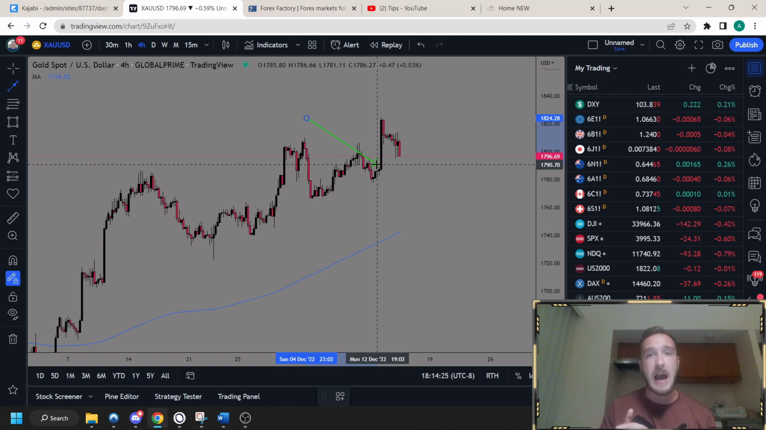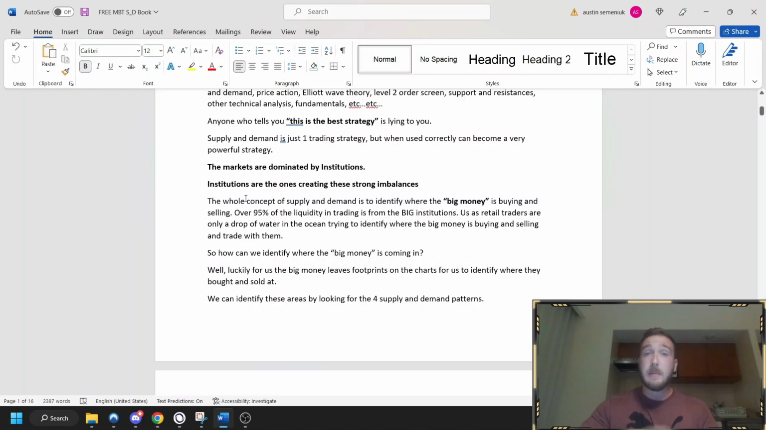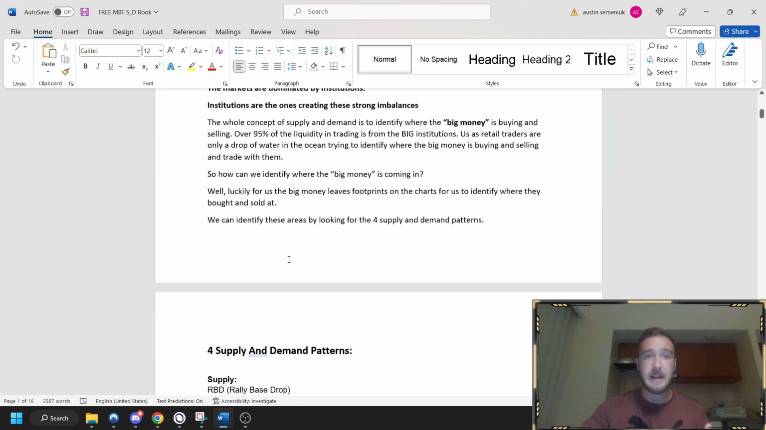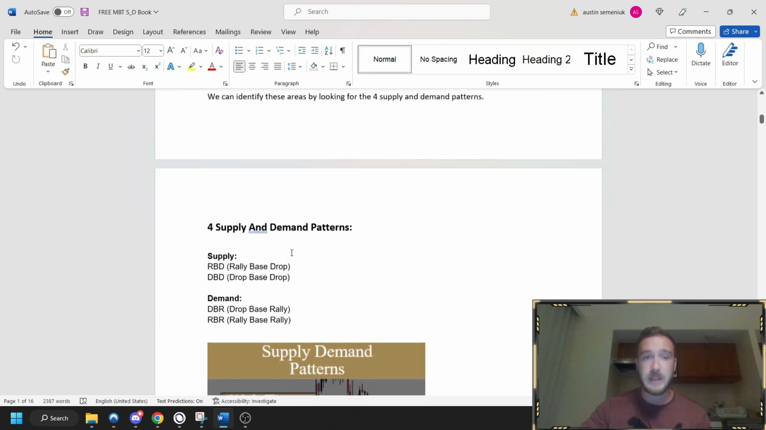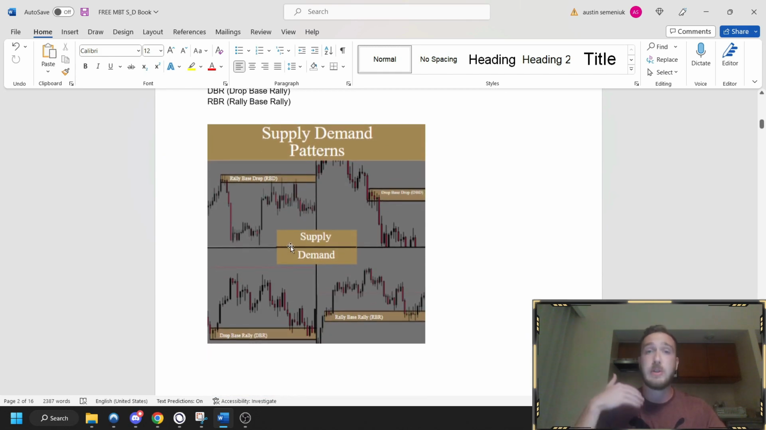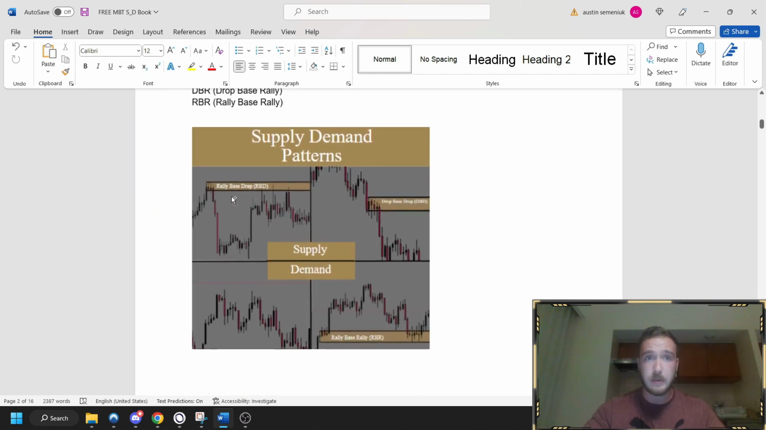And I'm going to break down how to do that. So you might be asking, how can we actually identify where the big money is buying and selling? Well, like I just explained to you, 95% of the liquidity is actually coming from the big institutions, and us as retail traders are only a drop in the ocean. So how can we identify where they are buying and selling at? Well, these are the 4 patterns we trade as supply and demand, and I'm going to bring you through the charts how to identify them and trade them throughout this video.